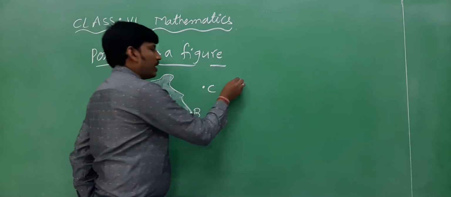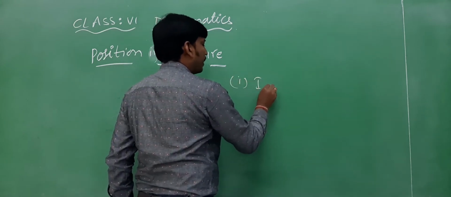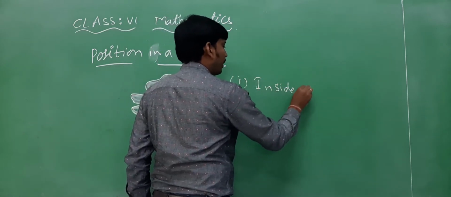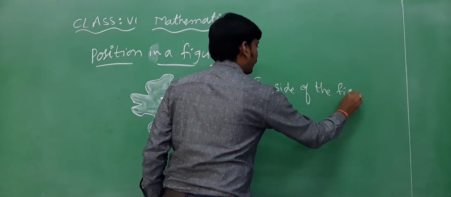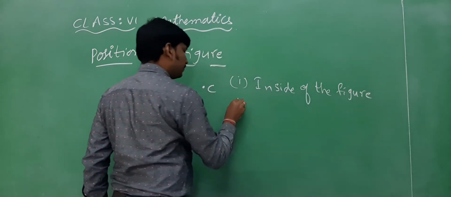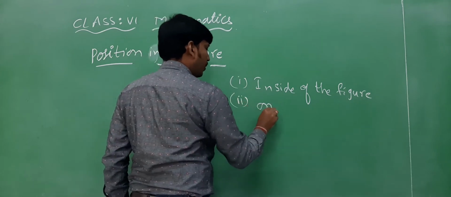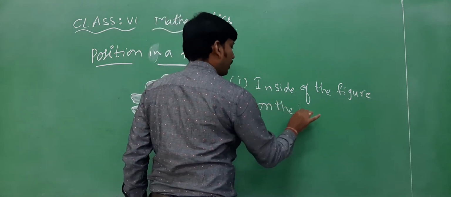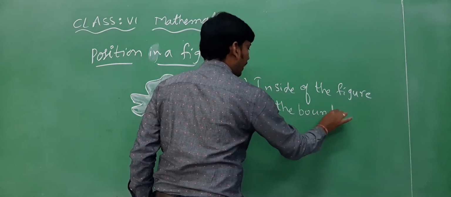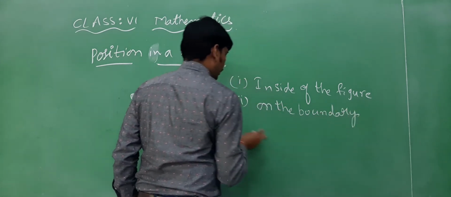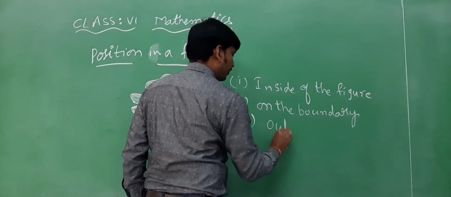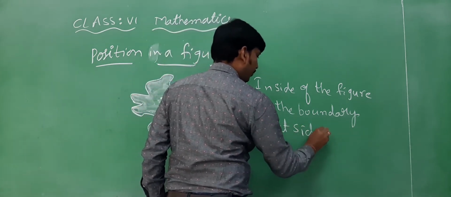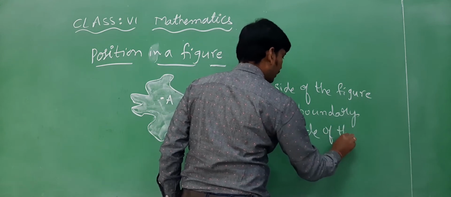Okay, first one is inside of the figure. Second one is on the boundary, means on the line. Third one is outside of the figure.